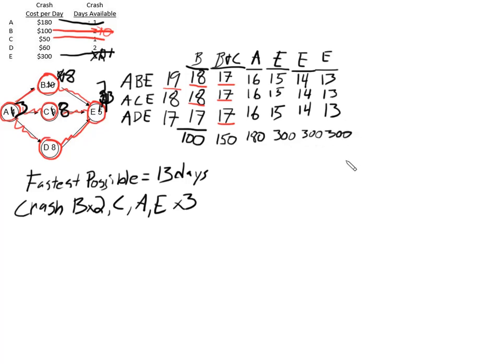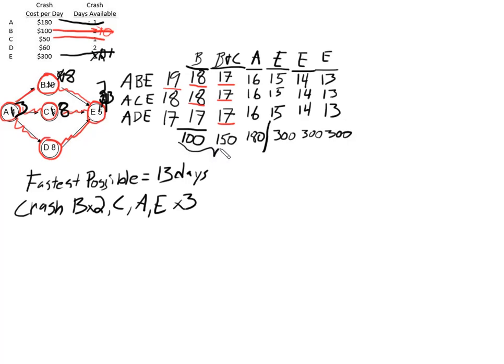So if the benefit per day from speeding this up was, say, $500 a day, it would make sense to do all these things because every one of these things is less than $500. If the benefit per day is only, say, $200, then we should just stop right there and speed the project up by 3 days.